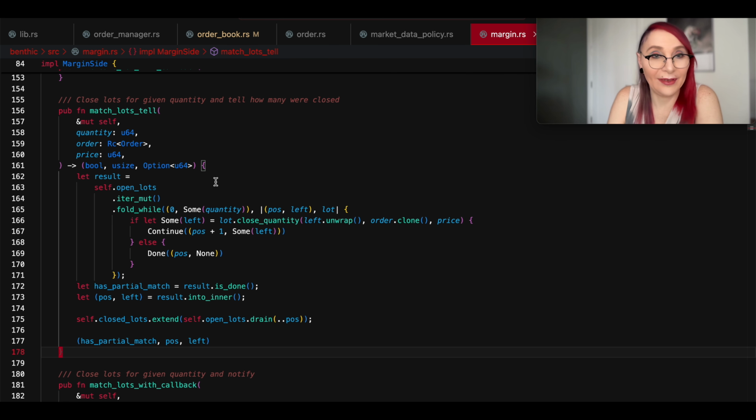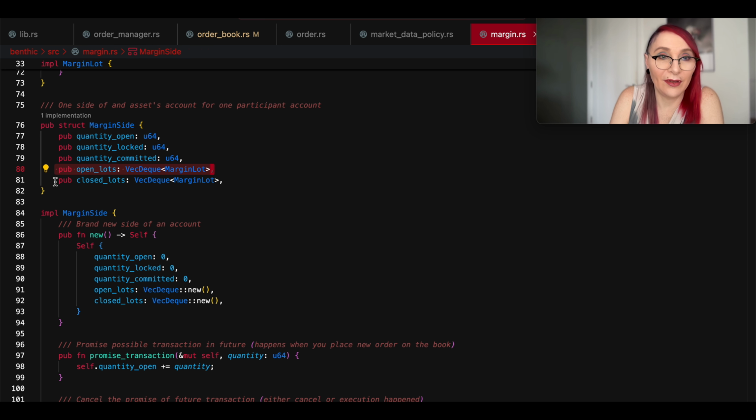So what do we do here? We use fold while. We take the open lots. What is open lots? We can see that the side on an account, so we have long and short, or deliver and receive, has open lots and closed lots. So open lots is what we currently have on our side, and closed lots is everything that's gone, that we don't have anymore, okay?